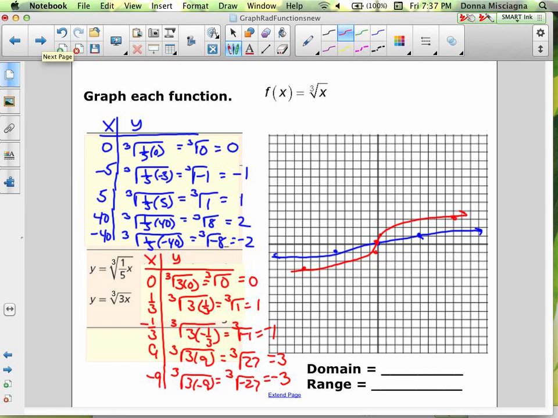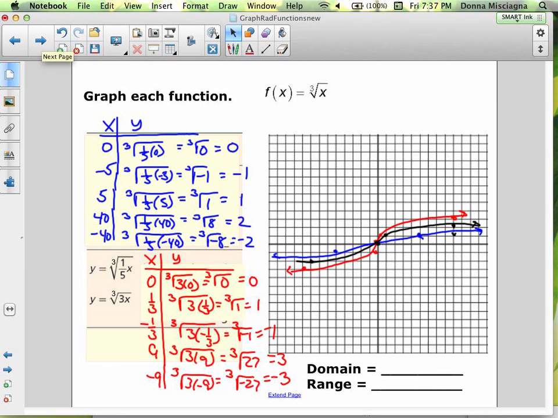And there's our graph. The only thing is I don't have the parent function on here. So let me throw the parent function on here. He'll be in the middle. So 0, 0, 1, 1, and then 8, 2 and -8, -2. So there is the parent function. I've got to make sure I aim for the right black point there.